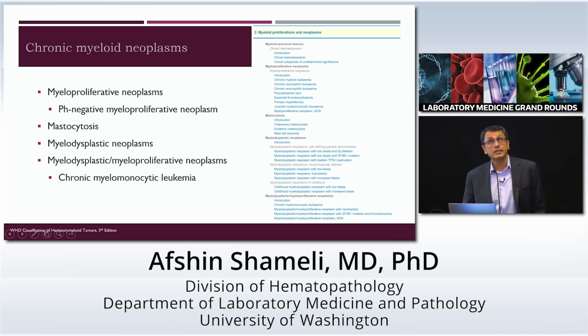This table summarizes the new classification of chronic myeloid neoplasms according to the 5th edition of WHO, which includes myeloproliferative neoplasms, mastocytosis, myelodysplastic syndromes, and myelodysplastic/myeloproliferative neoplasms. In general, as we know, flow cytometry is widely used in evaluation of hematolymphoid neoplasms, particularly lymphoproliferative disorders, plasma cell neoplasms, and acute leukemia. With regards to chronic myeloid neoplasms, the application of flow cytometry is controversial.